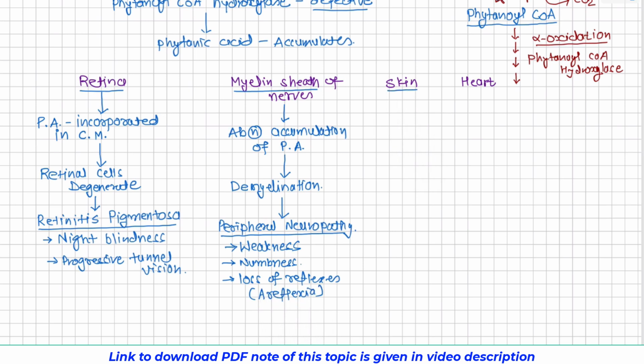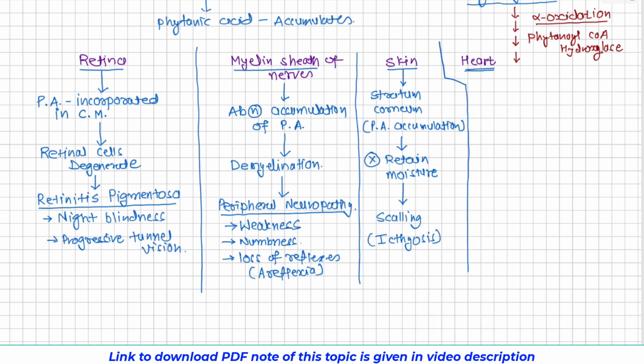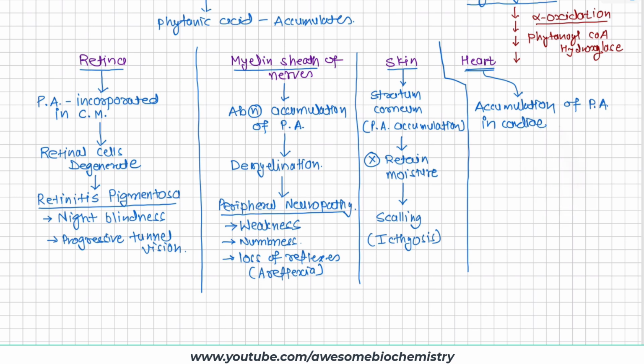Now, in the skin, the outermost layer of the skin, the stratum corneum, acts as a barrier. Phytanic acid accumulation leads to disruption of this barrier, so it cannot retain moisture properly, leading to excessive dryness and the characteristic scaling known as ichthyosis. And in the heart, cardiac cells generate the electrical signals that drive a normal heartbeat. But accumulation of phytanic acid in the cardiac cell membrane leads to loss of this function. So the heartbeat can become irregular, and this condition is called arrhythmia. This is the most immediately life-threatening complication.